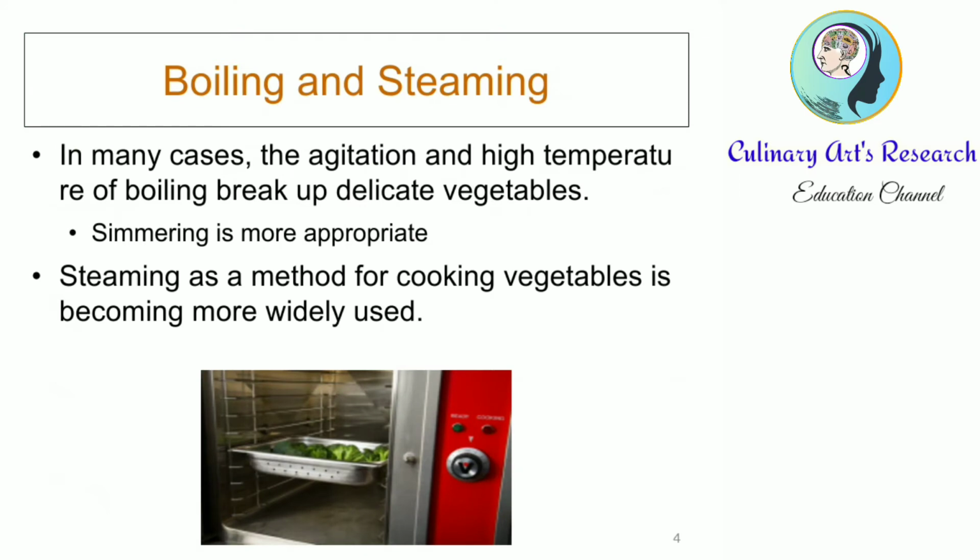Next, in some cases the food is cooked at a high temperature and agitation is done, but that should not be there because it breaks down the delicate membranes of delicate vegetables. Simmering is more appropriate in such cases, for vegetables which are very delicate. Next is steaming. Steaming is a more widely used method for cooking vegetables.